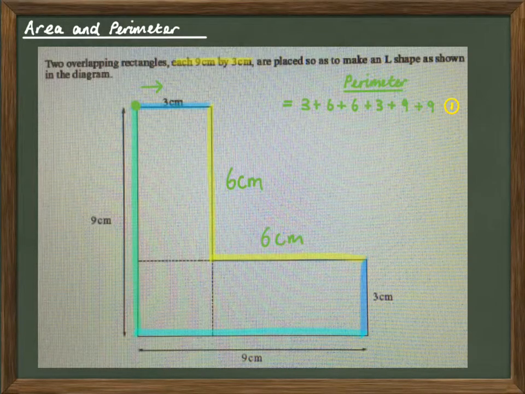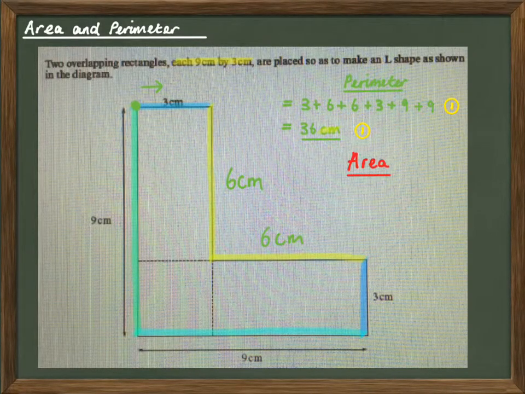Your first mark would be the missing bits. Add them up, 36, and it's centimetres. It's centimetres because it's a distance, okay? That would be your other mark. Area then. Area, like we said before, is the space inside.